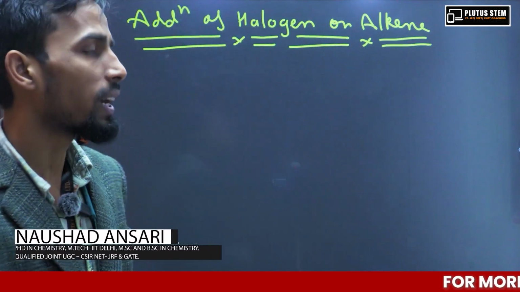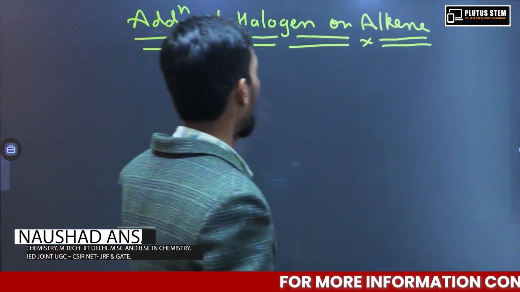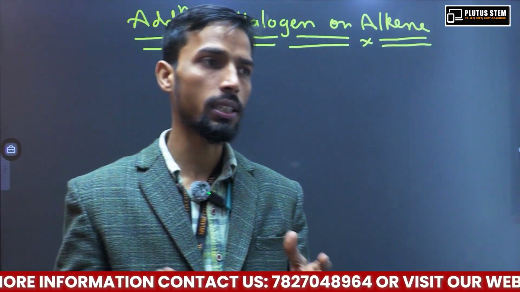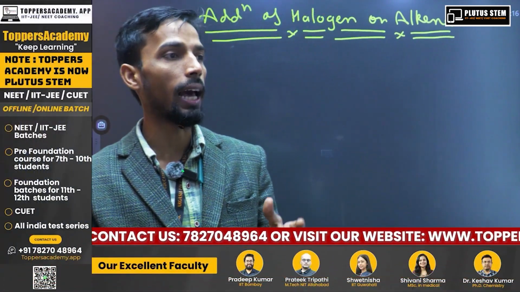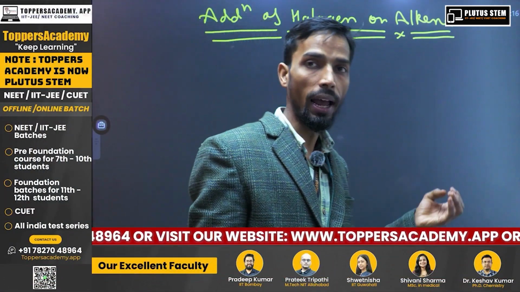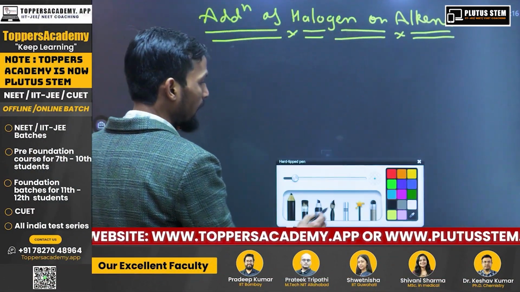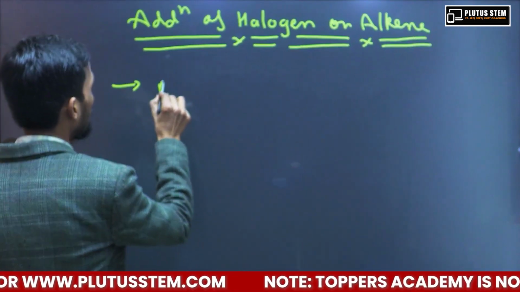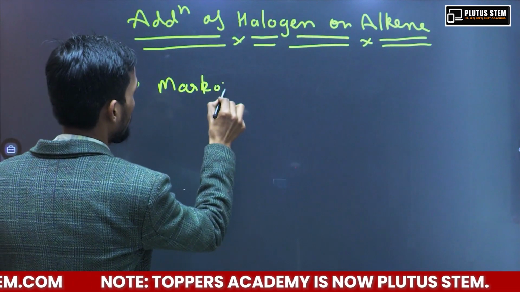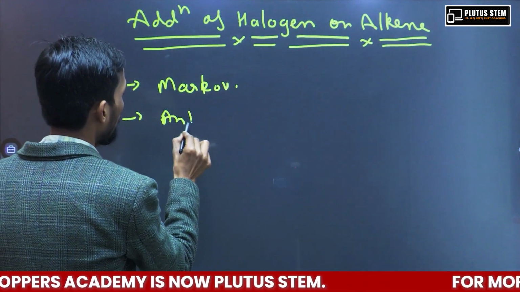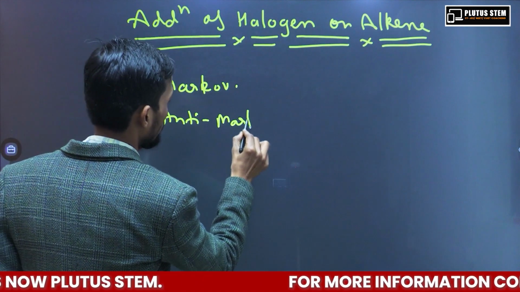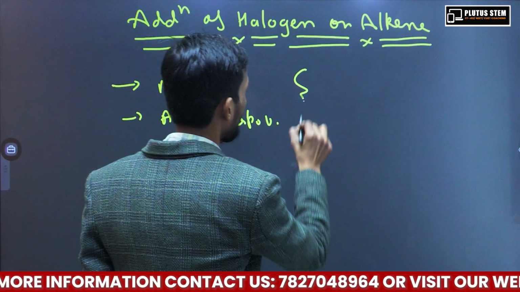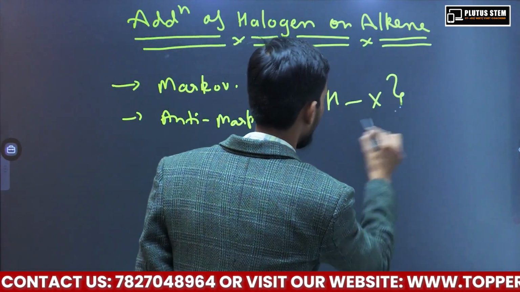Hello everyone, today we are going to discuss the addition of halogen on alkene. As you are aware, we are discussing the preparation of alkyl halide in the whole series through alkene. In this part we have already covered the preparation of alkyl halide through the Markovnikov rule, through the anti-Markovnikov rule, and in these two reactions we have taken the reagent as HX.